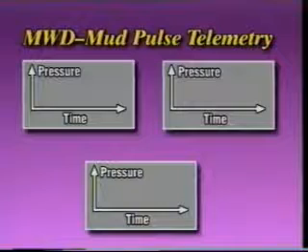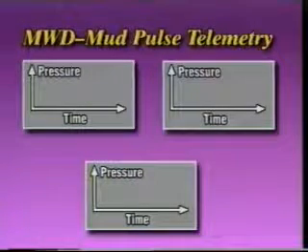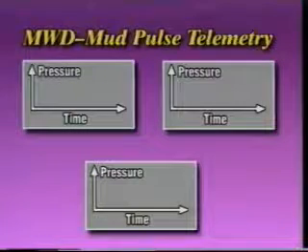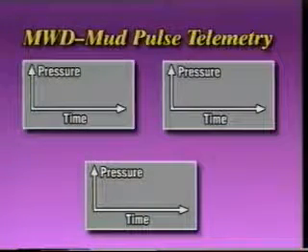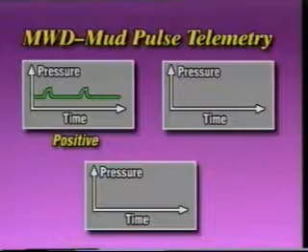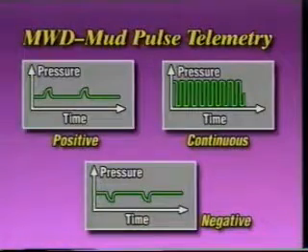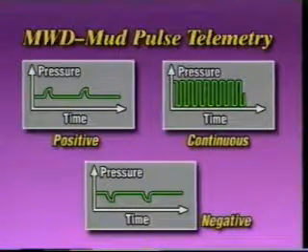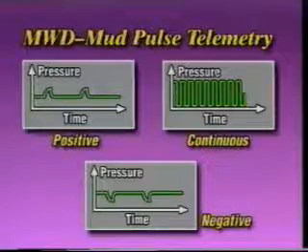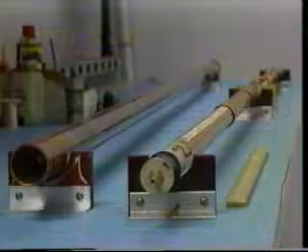requirements. MWD tools operate by creating pressure pulses in the mud column in response to inputs from the various sensors. Depending on the type of tool, the pulses may be positive, negative, or continuous. These pulses are converted into electronic signals which are processed and displayed at the surface.